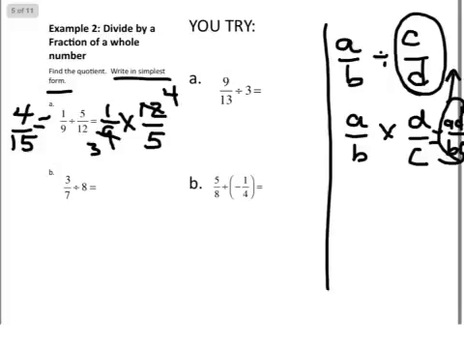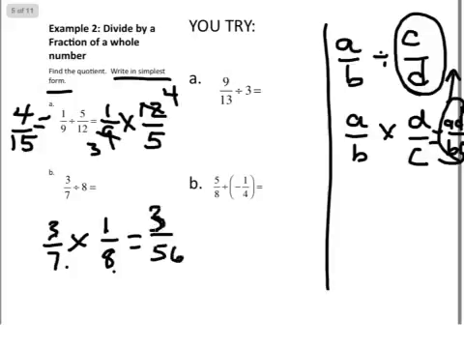Let's take a look at part B. 3/7 times, what's the multiplicative inverse of 8? I hope you said 1/8, because if you did, you're correct. At this point, we're going to multiply across. I'm looking to see if some cross-canceling is possible, but it doesn't seem to be. There are no like terms in the values that are diagonal from one another. So I end up with 3/56, and I believe that's the best we can do. Please try the problems now.